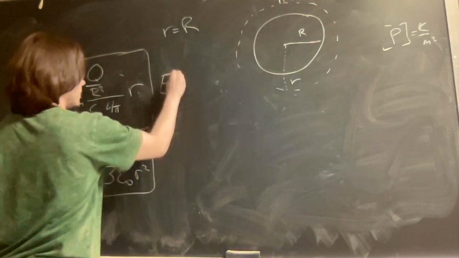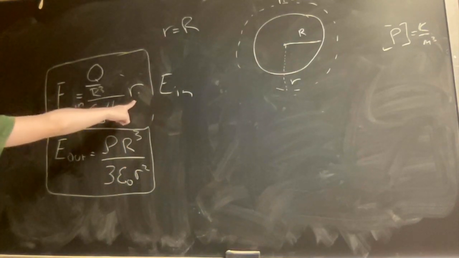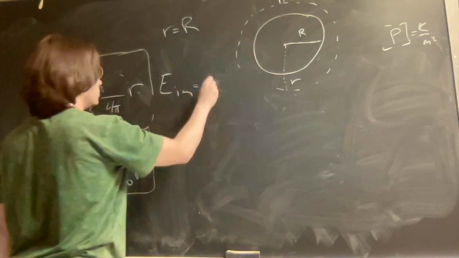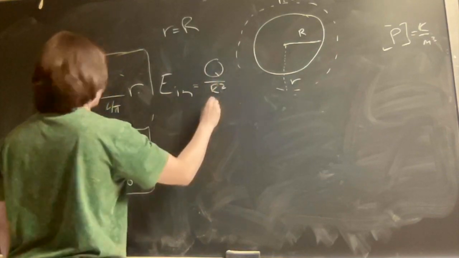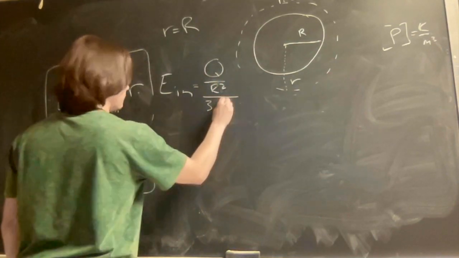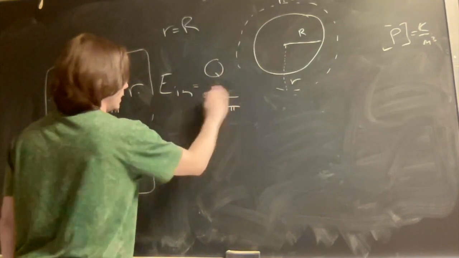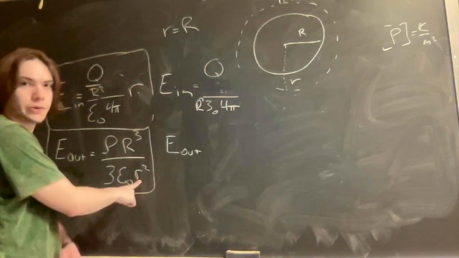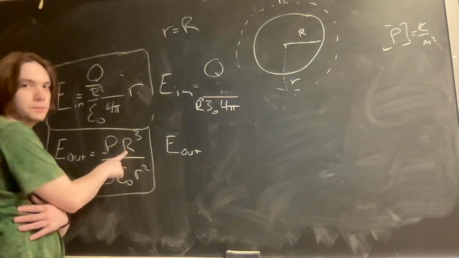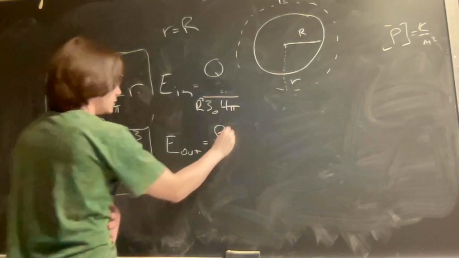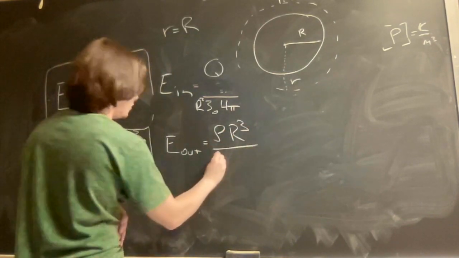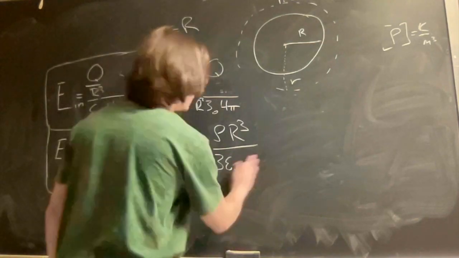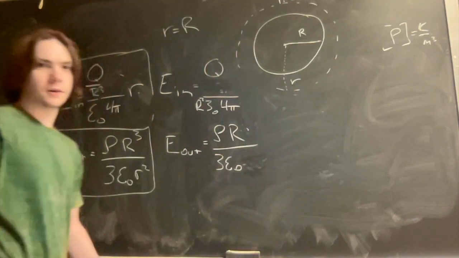So then in E in, we have an r here, a little r, that's going to be a big R, and we have a big R here, which can be simplified to Q over big R squared over epsilon 0 4 pi, which I can do the big R down here. In E out, there's a little r squared down here, we can plug in big R for that, and it cancels with the big R up here. E out equals rho times big R cubed over 3 epsilon 0 little r squared. Little r squared becomes big R squared, which cancels with the big R cubed, and this just becomes a big R.